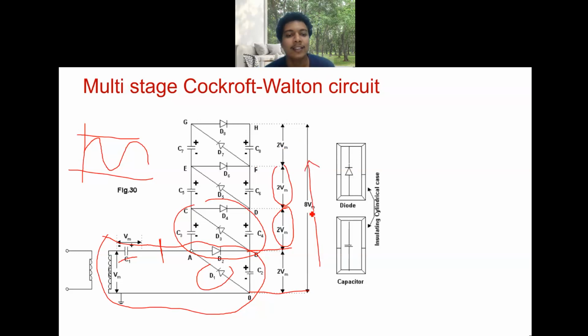Since we have here, this is one stage, this is the second stage, this is the third stage, and this is the fourth stage, right? This is the fourth stage. So with four stages, you will have 8 Vm voltage, right? Whatever that you already know.